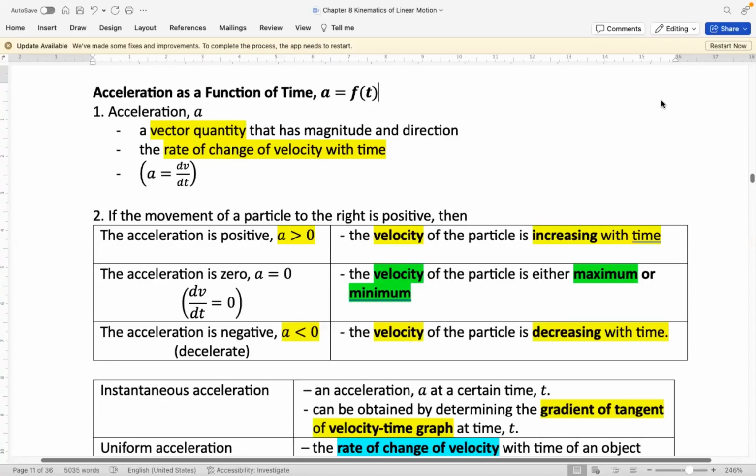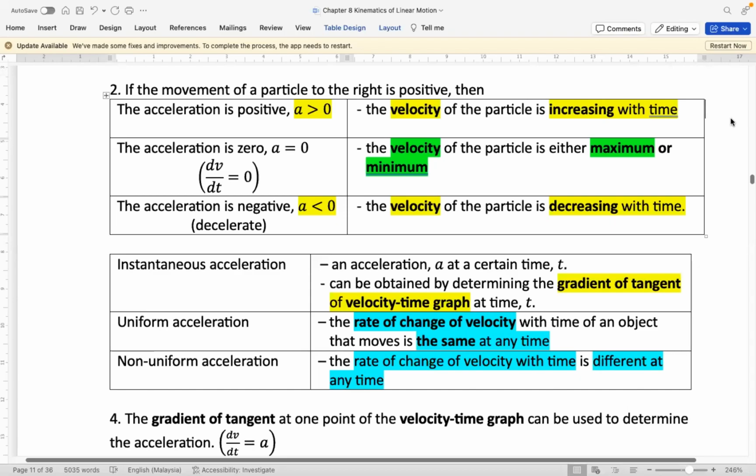Acceleration as a function of time. Acceleration is a vector quantity which has a magnitude and direction. The definition is the rate of change of velocity with time. Later on, you will learn that when you are given a velocity function and the question asks you to find acceleration, acceleration is actually differentiation of the velocity function with respect to time. So a is dv/dt. That means the rate of change of velocity with time.